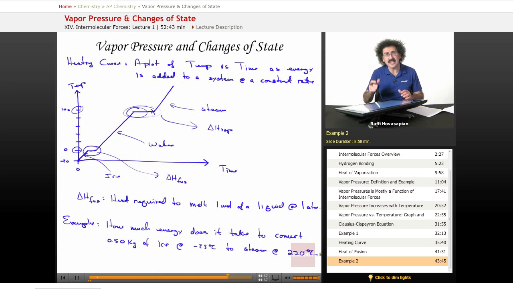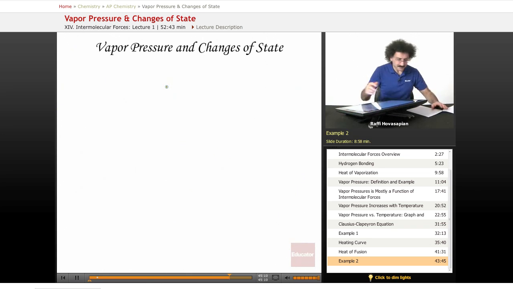We're going to keep adding heat to it. We want to know how much energy will convert all of that at negative 25 degrees Celsius to start, all the way to steam that is at a temperature of 220 degrees Celsius. How much energy do I have to put into it? We have to do this in 5 steps. We have to account for the rise in temperature of the ice, the melting of the ice, the rise in temperature of the liquid, the vaporization of the liquid, and the rise in temperature of the vapor. We have 5 calculations to make. So let's get going.